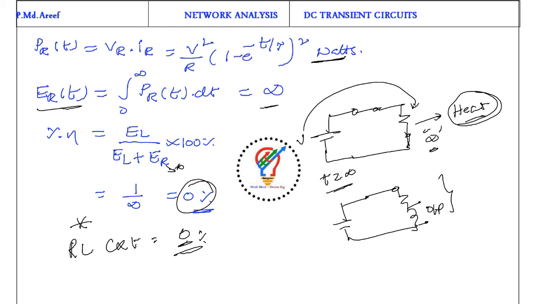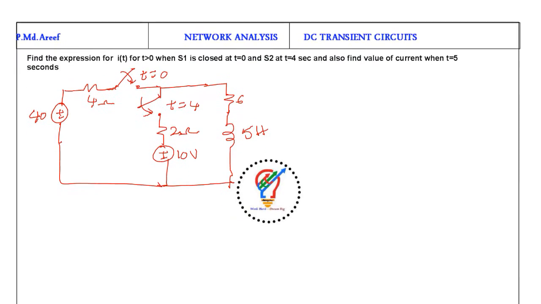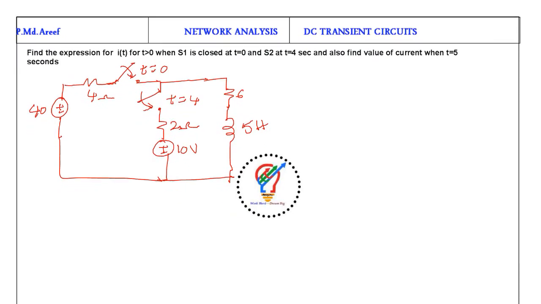Okay, next we will discuss one important problem here. Find the expression for I of t for t greater than 0 when S1 is closed and S2 is closed at t equal to 4 seconds. Find the value of the current when t is equal to 5 seconds. So this is the question they asked.